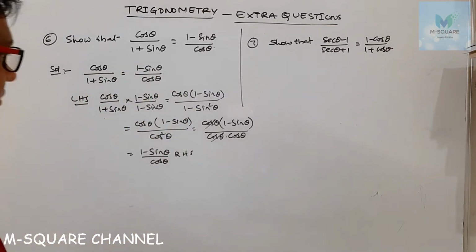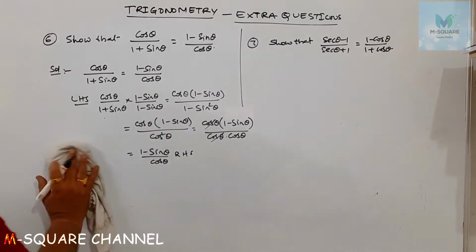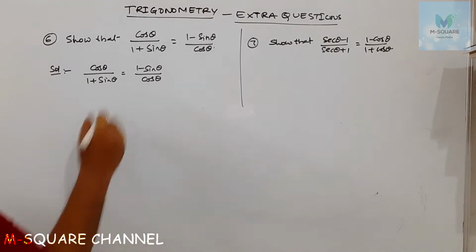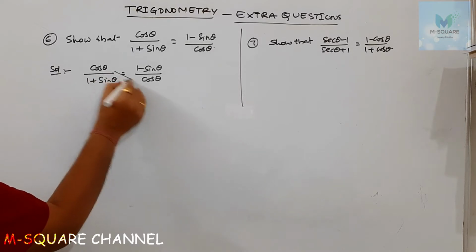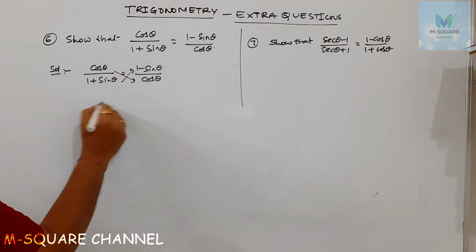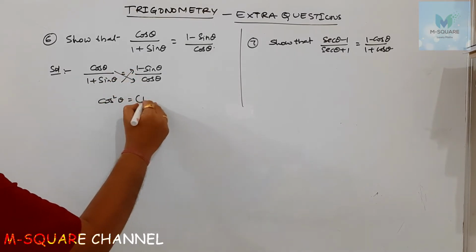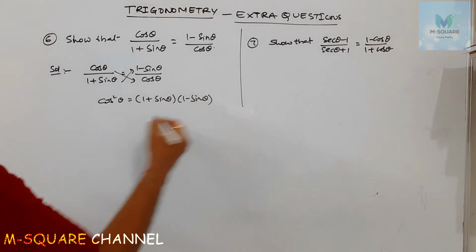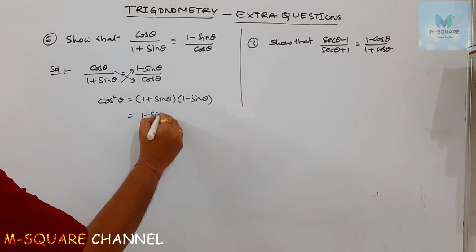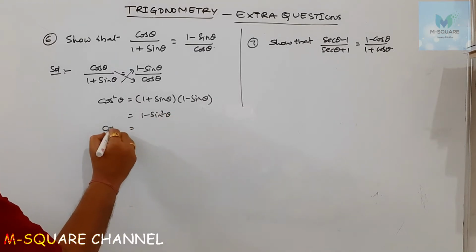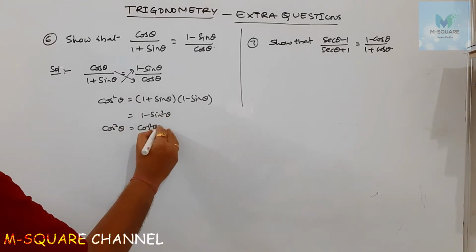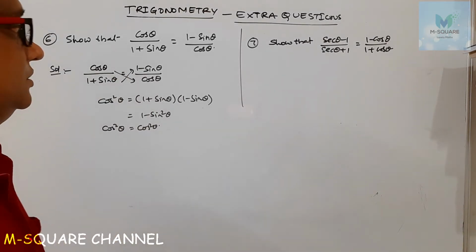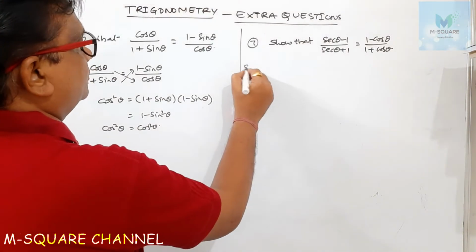This is one method. If you go to another method, suppose cross multiplication. So you take cross multiplication: cos square theta equals (1 plus sin theta) into (1 minus sin theta). So this is 1 minus sin square theta, so cos square theta equals cos square theta. So this is proved. Both give the same answers. And this is the solution.